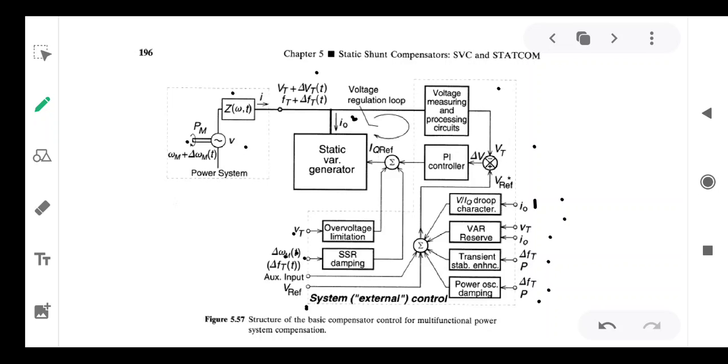so that you'll get improvement of any of the parameters like transient stability, power oscillation damping, regulation slope, VAR reserve control, etc. So this summary of overall control will illustrate the complete control of SVG.